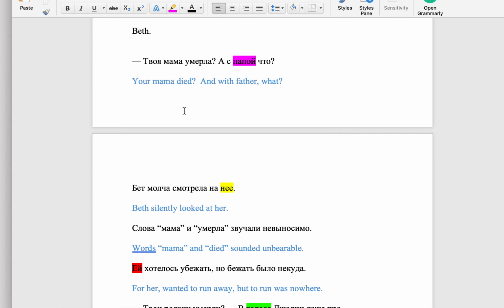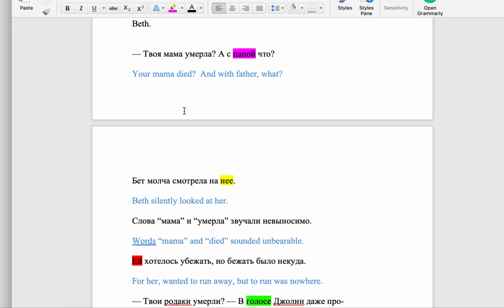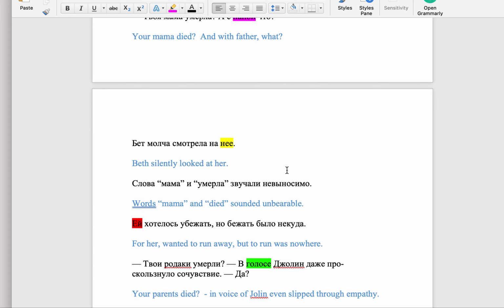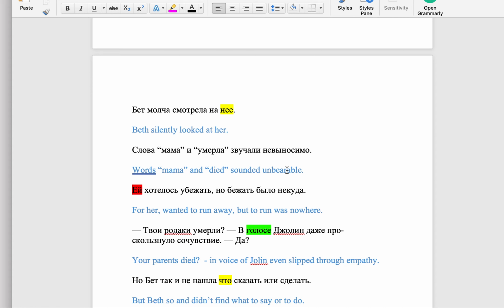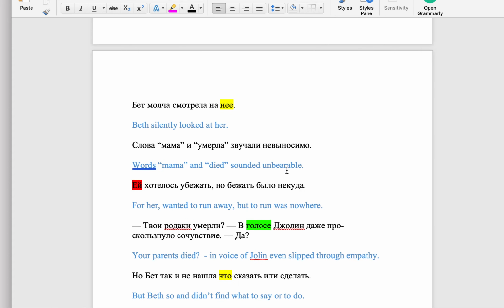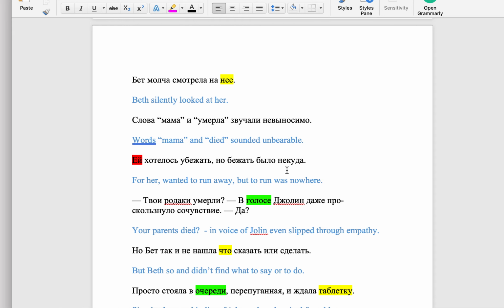Твоя мама умерла. С папой что? Your mama died, and with father, what? So, с папой basically just means with your father. So what happened with your father? And that's the instrumental case, so it's color-coded that way. Бет молча смотрела на нее. So she silently looked at her. So not нее, that's the accusative case.